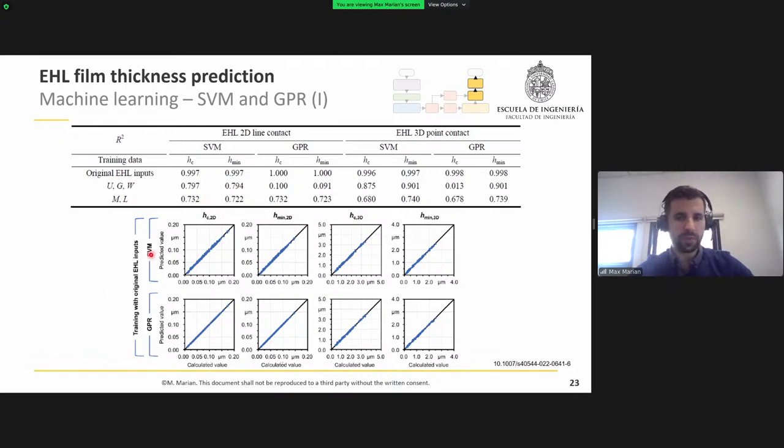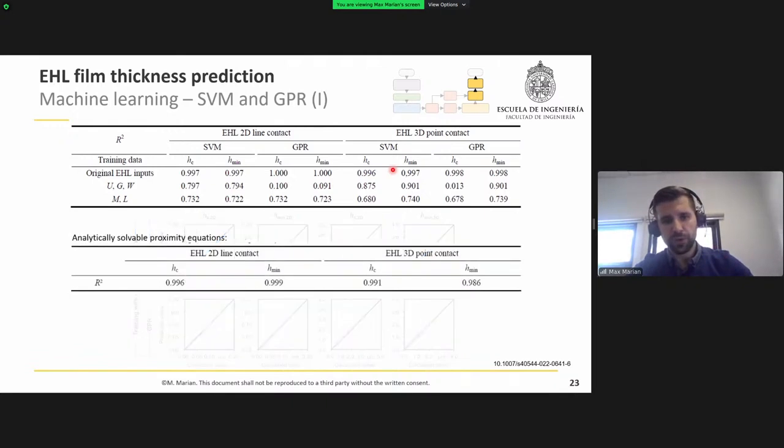We can see that the values calculated with the EHL simulation and the ones we predicted with the SVM and the GPR correlated quite well, and that we reached coefficients of determination of up to 0.99. These coefficients of determination were partly higher than the R square values that we obtained when we employed the analytically solvable proximity equation. And when we compare both, the GPR proved to be slightly superior to the SVM.